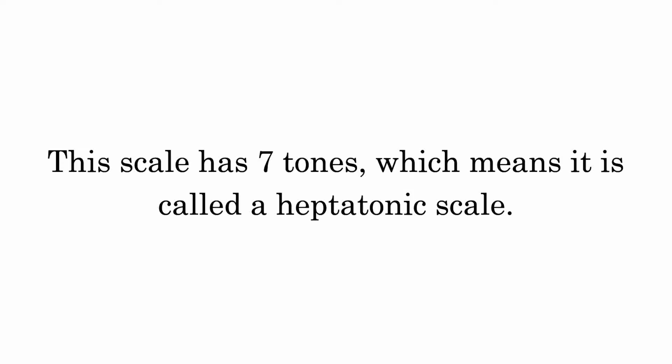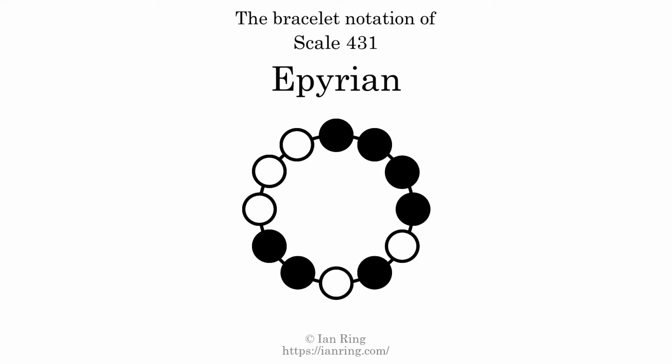This scale has 7 tones, which means it is called a heptatonic scale. This is a bracelet notation diagram of scale 431. The shaded circles represent tones that appear in the scale, and they are read clockwise, starting at the top.